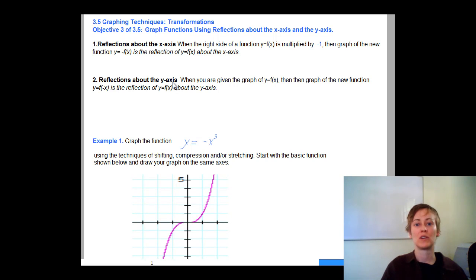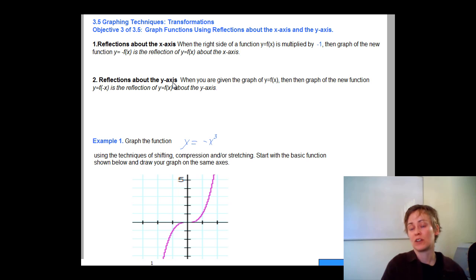So in this module, you're going to learn about reflections about the x and y axes. Those are two other transformations. Okay, so what does this mean and how do you do it? Okay, let's talk about item 1, reflections about the x-axis.